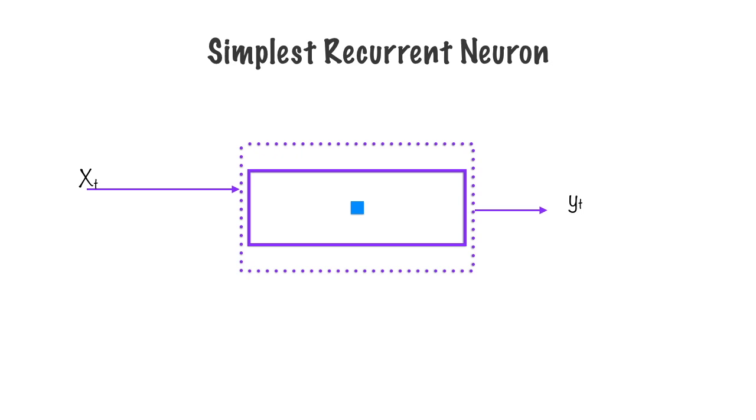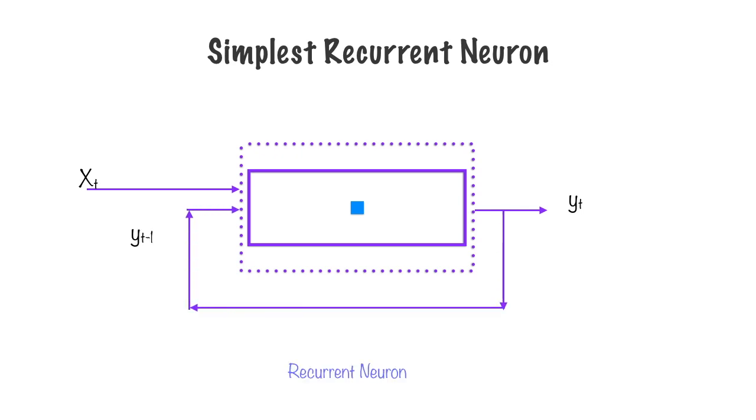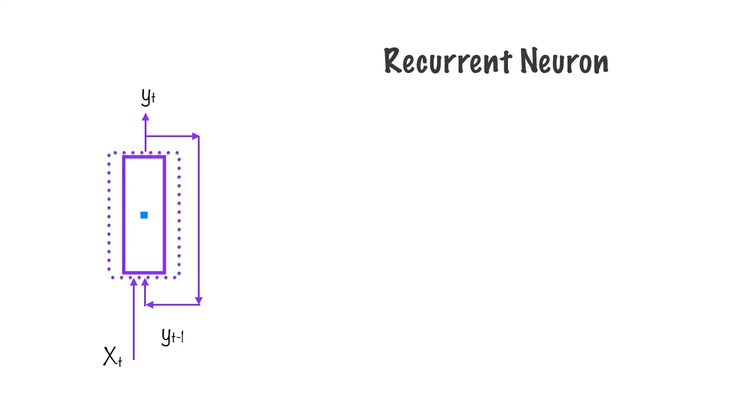At any time instant t, the features or the x variables that are fed into this neuron are represented by x subscript t, and the corresponding output is y subscript t. The recurrent neuron takes its output at any time instant and feeds it back as its input in the next time instant. That means y of t minus 1 is the input to the recurrent neuron at time instance t. And this simple tweak of a feed-forward neuron is what makes a recurrent neuron. This simple tweak is what gives the recurrent neuron the ability to learn from the past.